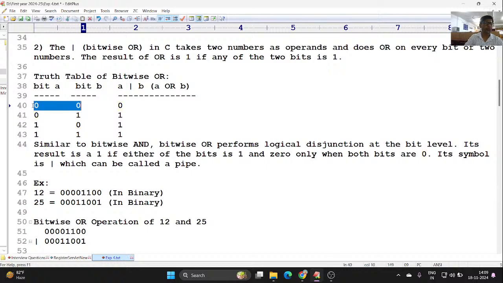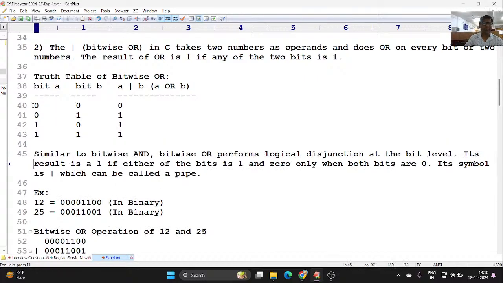So if you give 0 and 0, or 0, obviously you will get 0 as output. If you give 0 or 1, you will get output as 1. If you give 1 or 0, you will get output as 1. If you pass 1 or 1, you will get 1 as the output.